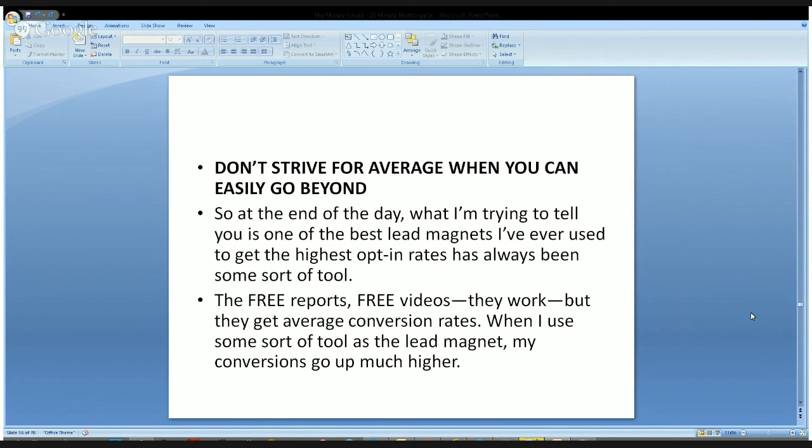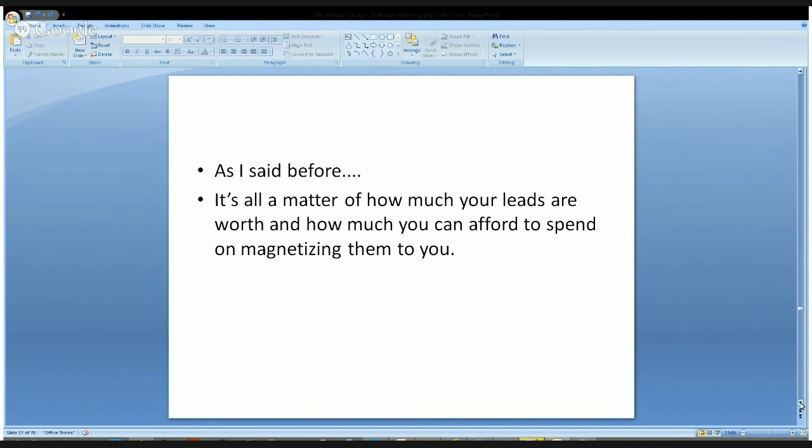Free reports, free videos, yeah, they work, but they get average conversion rates. When I'm talking about average, I'm talking about between 25 and 35%. When you use some sort of tool as the lead magnet, your conversions are likely to be 40, 45, 50. I've even had opt-in rates in excess of 70% for a tool, because people want things that they can just use straight away. They don't want to have to learn. They don't want to have to dig around and delve around. They want something easy. They want it easy.